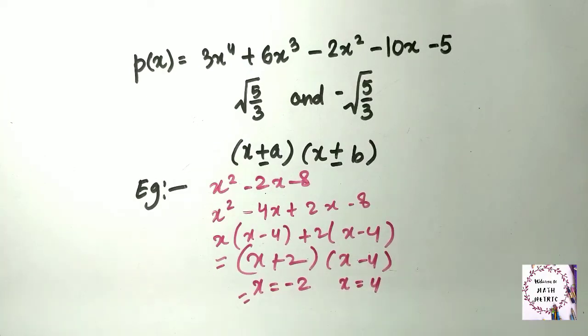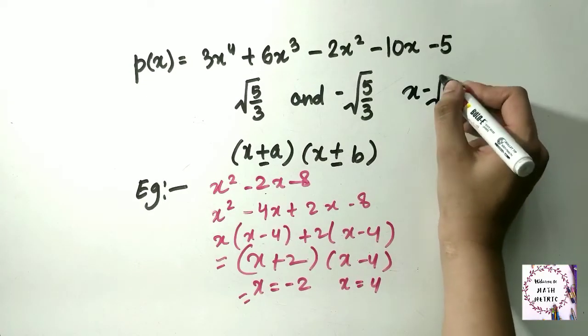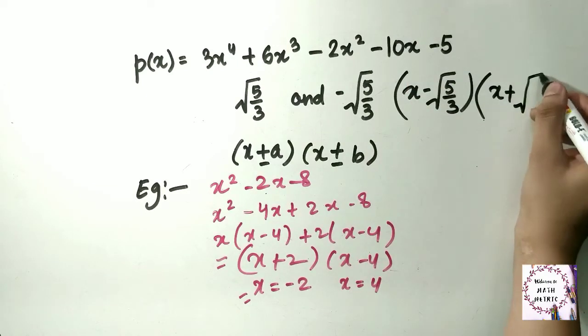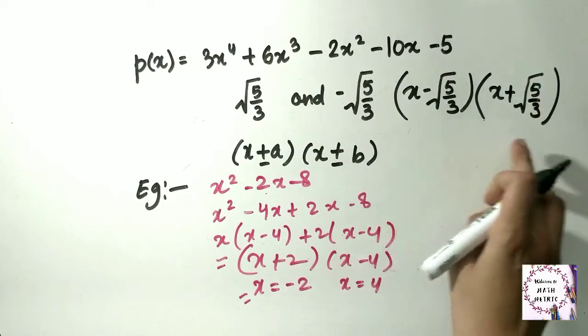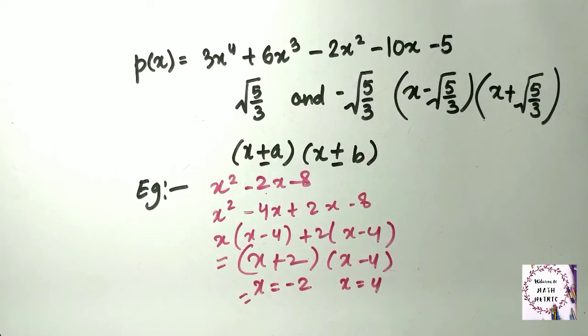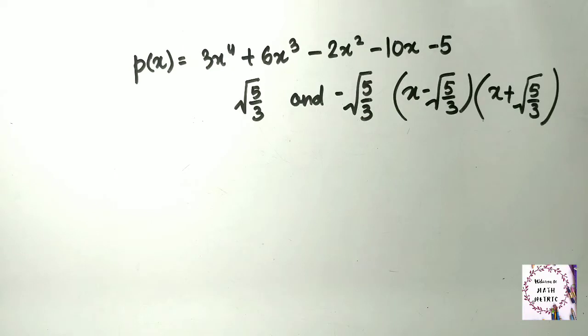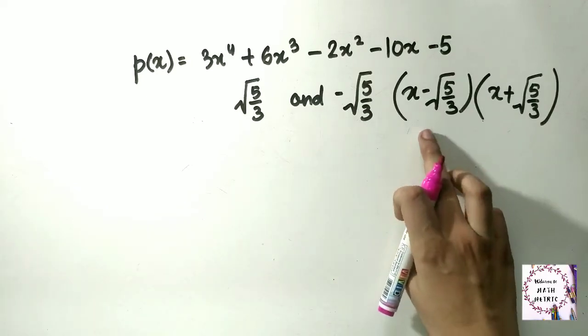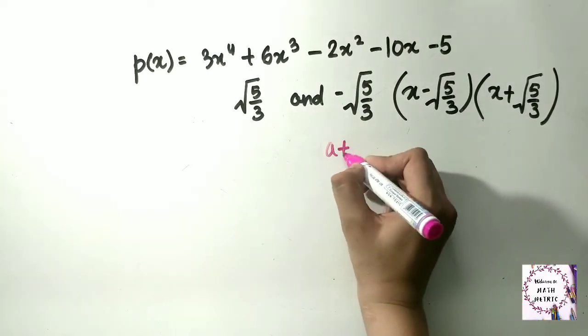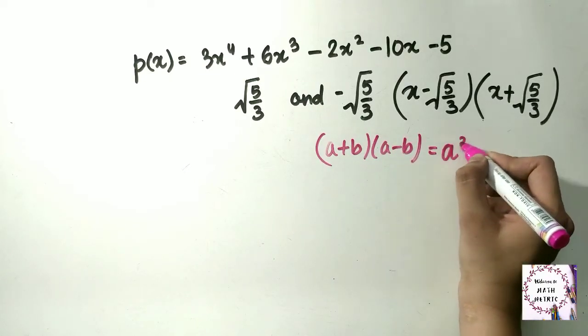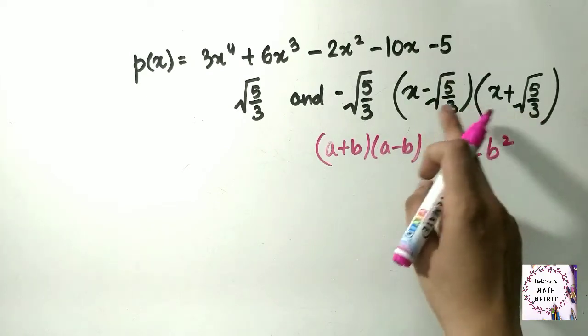So if we go back in steps, we can write these two as x minus root 5 by 3 and x plus root 5 by 3. Now if we solve these, we get back these two zeros, right? Now as we have done the first step of this question, look closely here. We have a property in the making, which is a minus b, a plus b. We have a property that a plus b times a minus b gives a square minus b square.